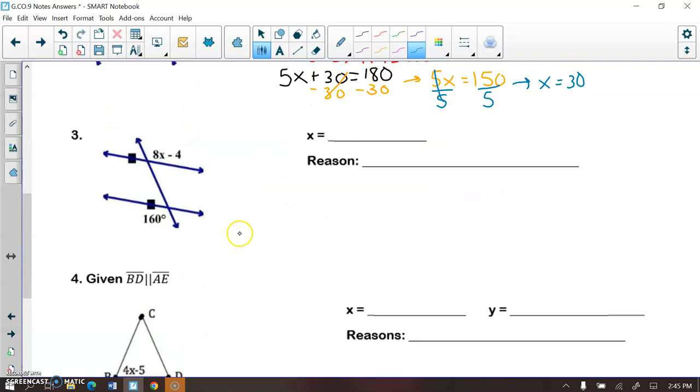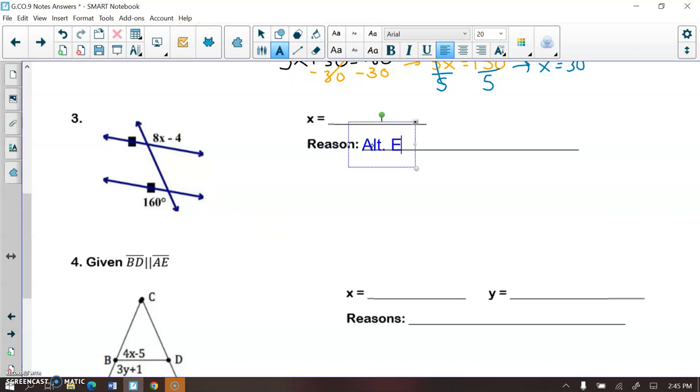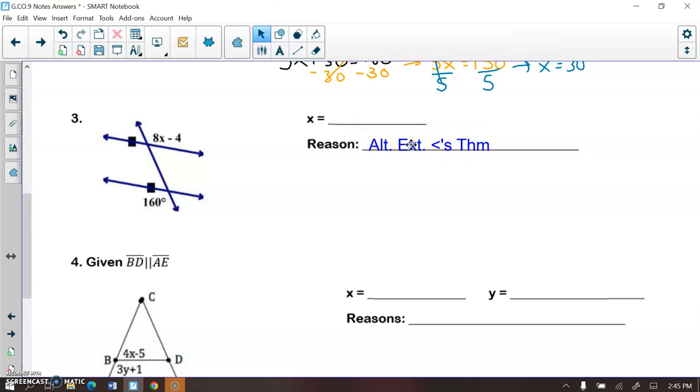30. All right, looking at my next one, these are alternate exterior angles. So by the alternate exterior angles theorem, these are congruent. So we're going to set them equal to one another.